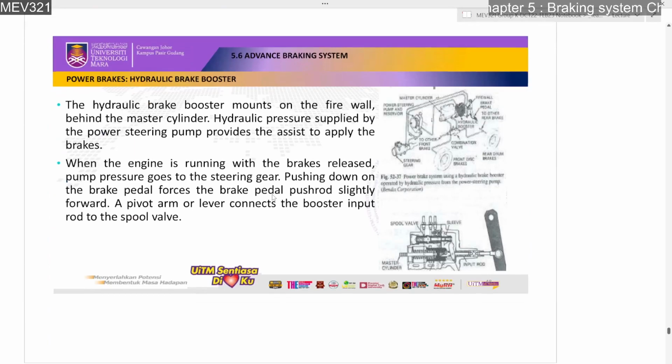Okay, for the hydraulic brake booster, hydraulic pressure supplied by the power steering pump provides the assist to apply the brakes. Okay, this one needs active power, meaning there is an external force. That external force comes from the steering pump.